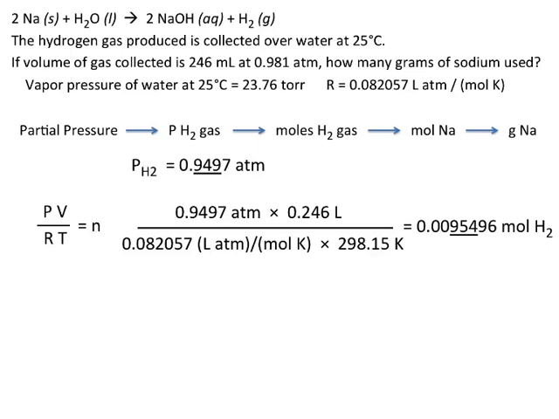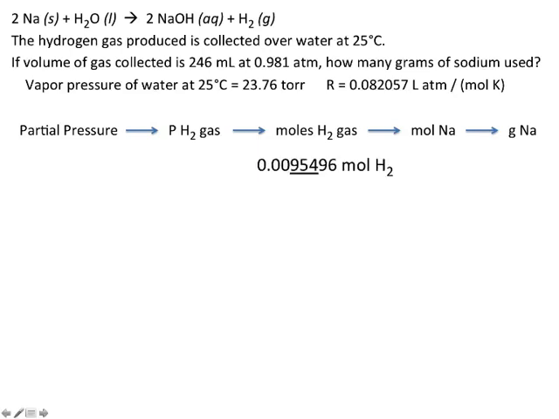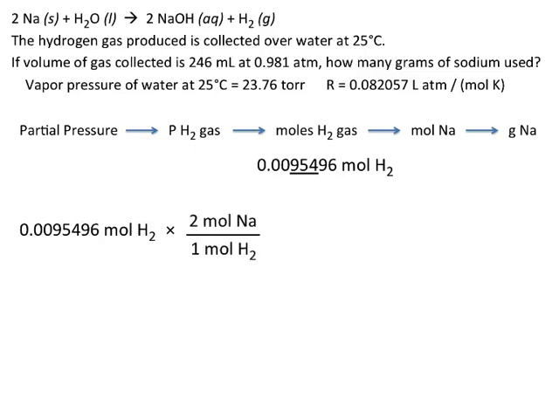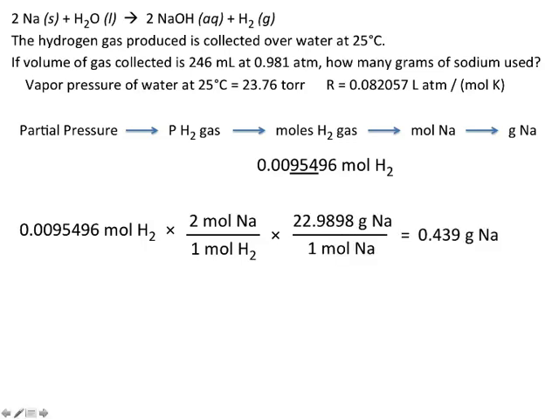Okay, now we have moles of hydrogen. Let's use the moles of hydrogen to do stoichiometry. So we have moles of hydrogen, and now we want to get to moles of sodium. Our mole ratio is this, from the balanced equation up top: 2 moles of sodium react to form 1 mole of hydrogen gas. All right. Now we have moles of sodium. Now let's use the molar mass of sodium to get grams of sodium. Ta-da! So this many grams of sodium react to produce 246 milliliters of hydrogen gas when collected over water at this temperature and pressure.